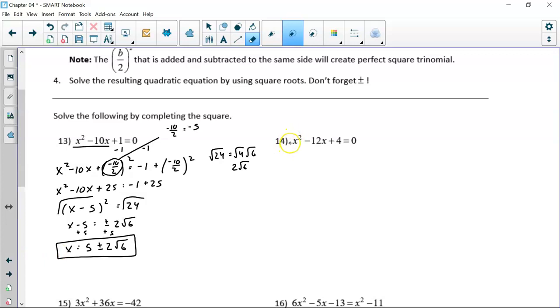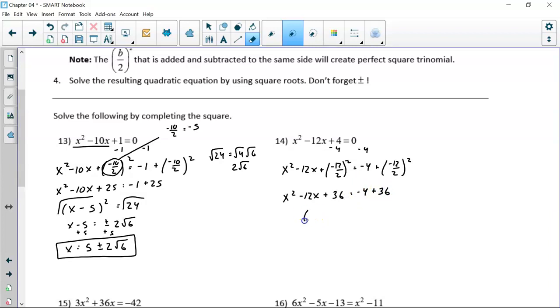Once again, for number 14, our leading coefficient is a positive 1. So we're going to isolate the first 2 terms by subtracting 4 from both sides. So we get x squared minus 12x, leave some space, equals negative 4. In that space, we're always going to be adding the middle term, negative 12 in this case, divided by 2, squared. So we get x squared minus 12x plus, and negative 12 divided by 2 is negative 6, squared is a positive 36, and it equals negative 4 plus 36.